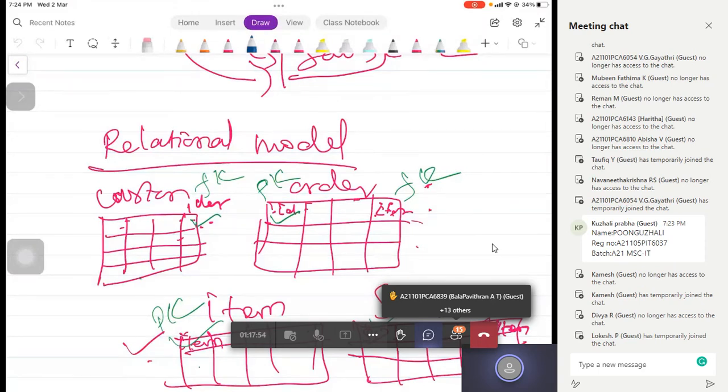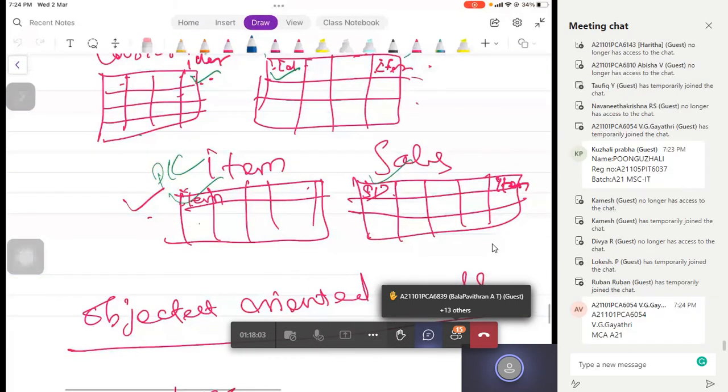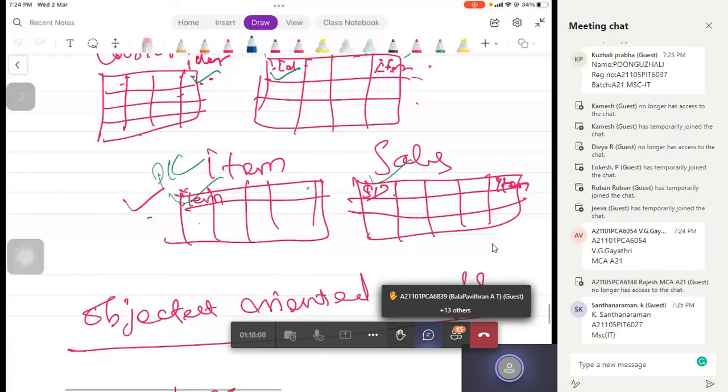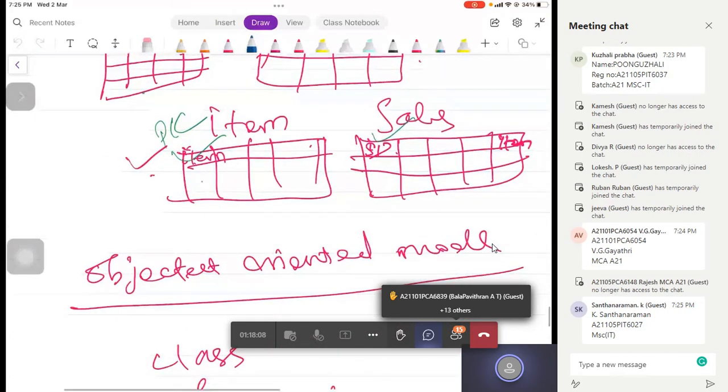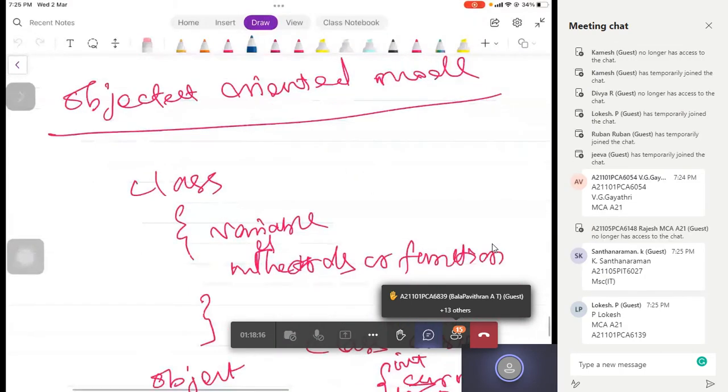So everything should be here: order ID is a foreign key for customer, and order ID is the foreign key for the customer ID, isn't it? Item details has a primary key, and salesperson ID is the primary key for the sales table. So what about the object-oriented model?